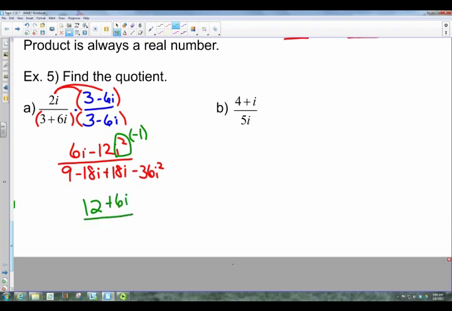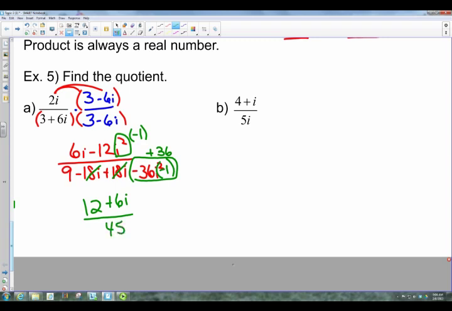In your denominator, what will happen every time is those two things will cancel out. The i's drop out of the problem. This i squared becomes a negative 1, and so that whole thing right there becomes a positive 36. So you've got a 9 plus 36, which is 45.